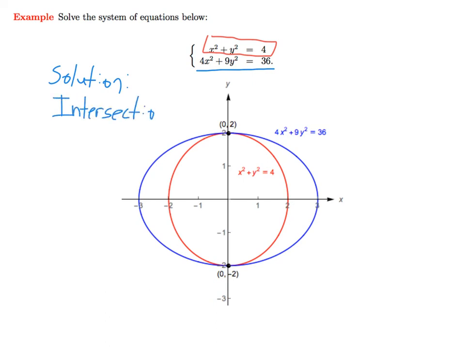And in this case, both of these graphs are not graphs of functions. These are not functions, but we can still graph each of these equations, and we can look for intersection points. And we see there's one intersection point at (0, 2). There's a second intersection point at (0, -2), and this is consistent with the algebraic solutions we found on the previous slide.